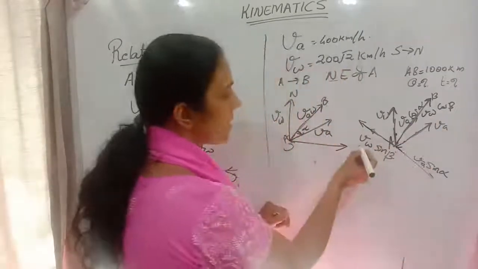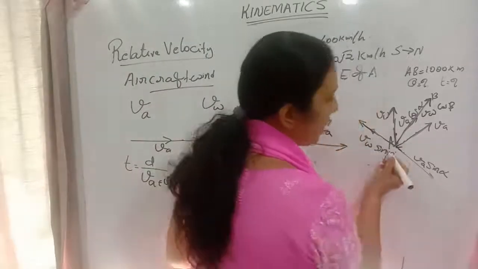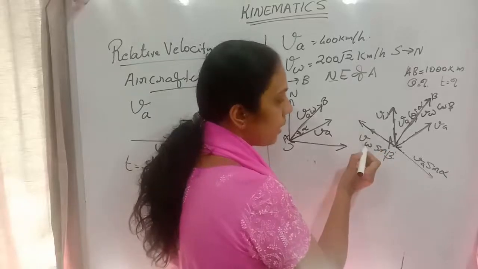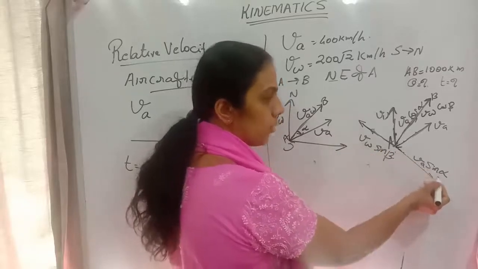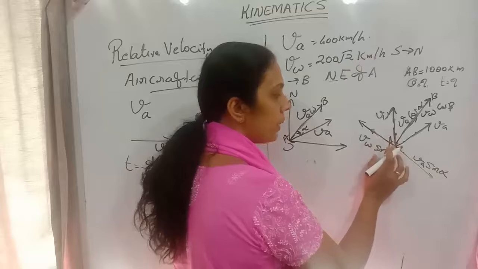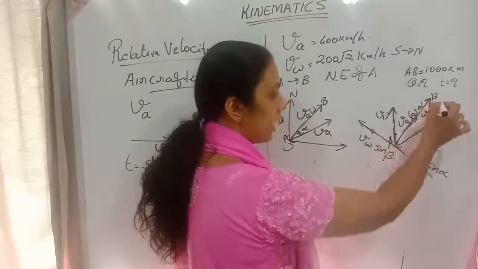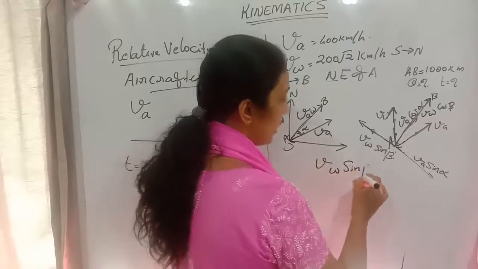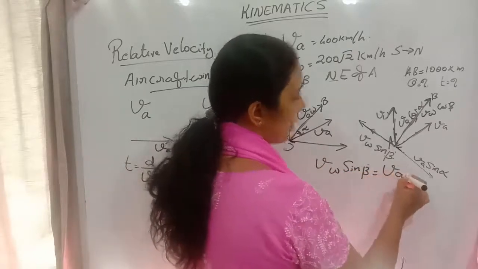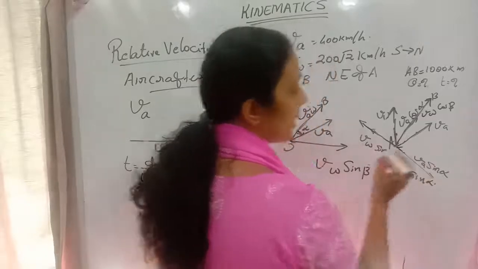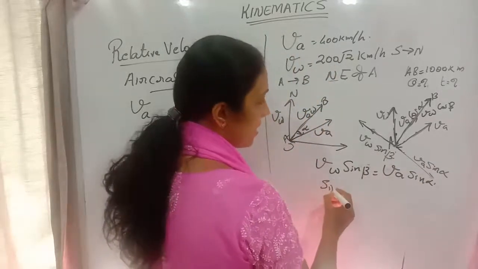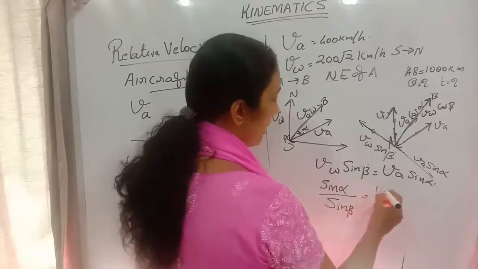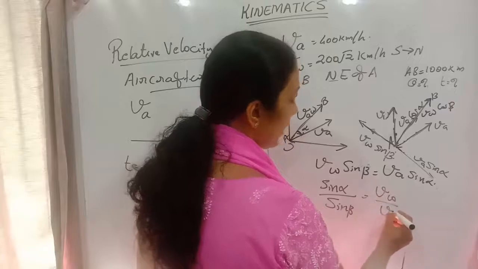So here this is VW sin beta we got. Now while we are comparing this diagram, VW sin beta should be equal to VA sin alpha for moving the aircraft from A to B. That is the first condition. So VW sin beta equals VA sin alpha. This is one condition, so I am going to write it as sin alpha by sin beta equal to VW divided by VA.